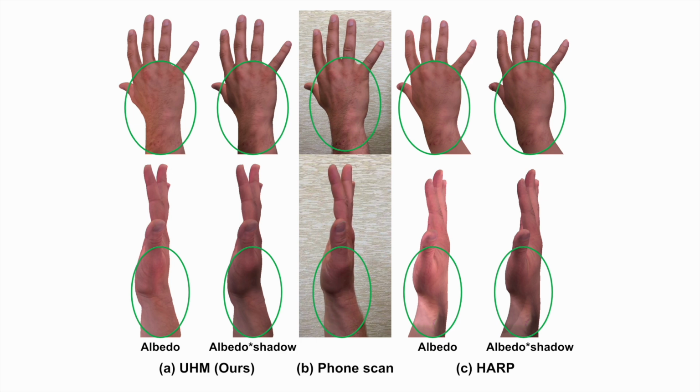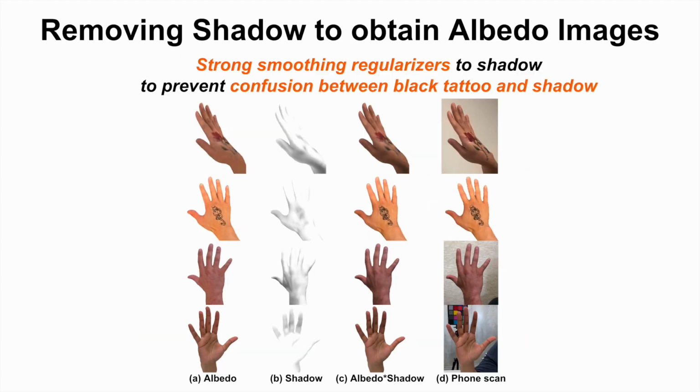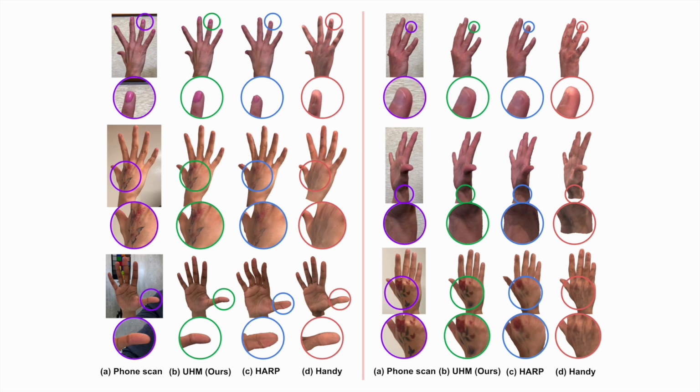As this figure shows, the albedo of previous work still has shadow, and the shadow looks very different from the captured image. To prevent confusion between black tattoo and shadow, we apply a strong smoothing regularizer to the shadow. This figure shows that our shadow net successfully disentangles shadow and albedo, even when there exists black tattoo or black skin. Our UHM can replicate all person-specific texture patterns, which makes its avatar highly authentic. On the other hand, previous work suffers from geometry artifacts and hallucinating textures.